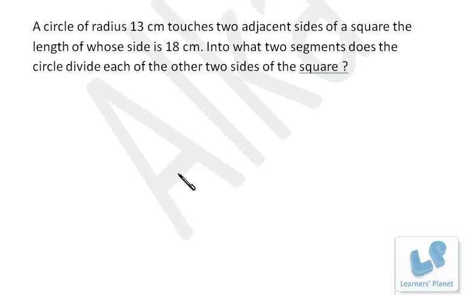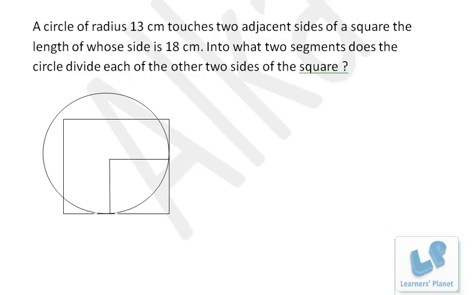Now we have this problem. A circle of radius 13 centimeter touches two adjacent sides of a square, the length of whose side is 18 centimeter. Into what two segments does the circle divide each of the other two sides of the square? So I draw the diagram. Now this is the diagram.